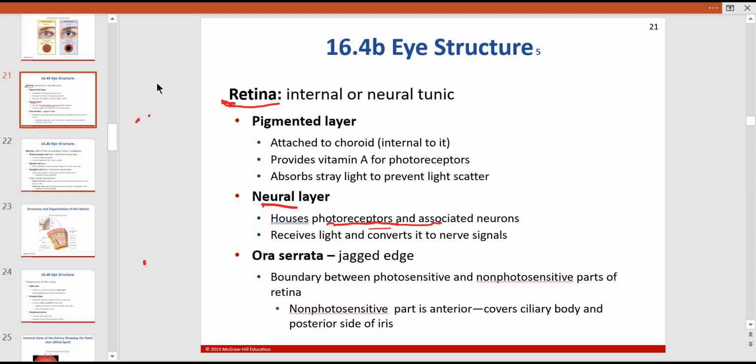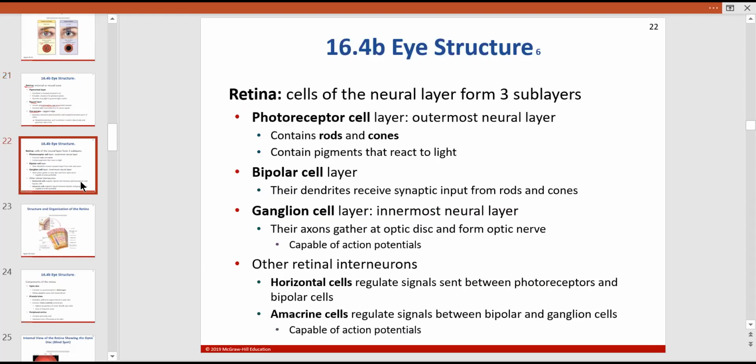And the ora serrata, when you do dissection, you can see that's a structure that you can see from the sclera. That's actually part of the retina, but it's non-photosensitive. So you'll see a picture of that when you do your lab. Just another thing. Deep in the retina, you have these layers. Again, I'm not going to hold you to these layers. I want you to know about photoreceptors, not so much the bipolar layers. These are the types of neurons and the ganglions.